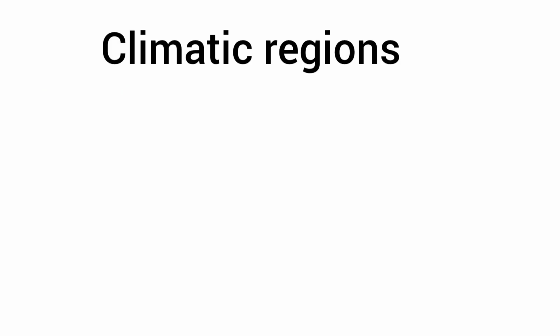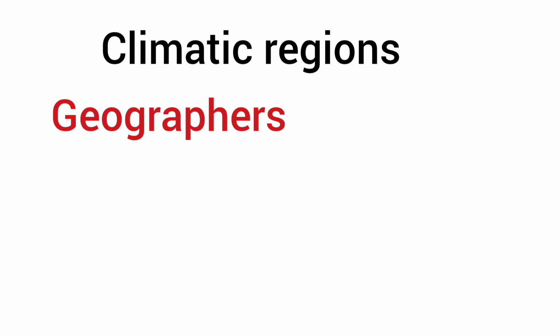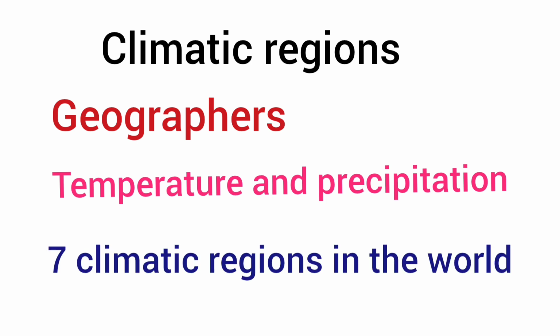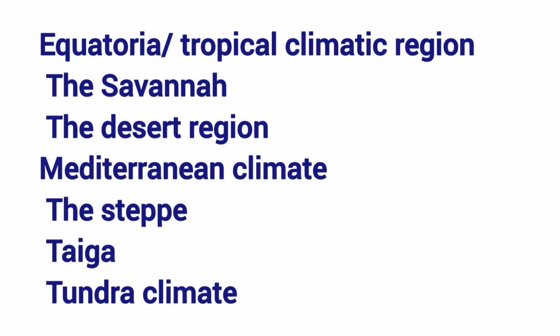Climatic regions. The world has several climatic zones. Geographers defined the climatic regions based on temperature and precipitation. There are seven climatic regions in the world. They are the equatorial or tropical climatic region, the savanna, desert region, Mediterranean climate, the steppe, taiga, and tundra climate.